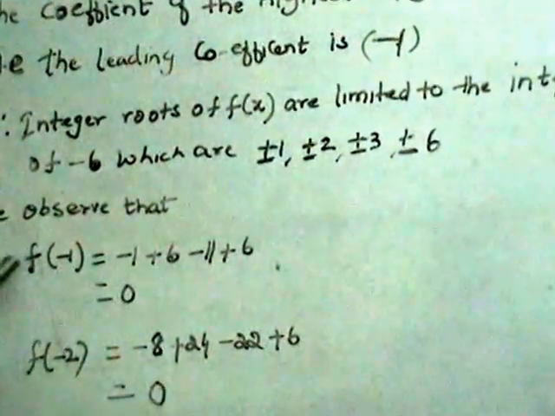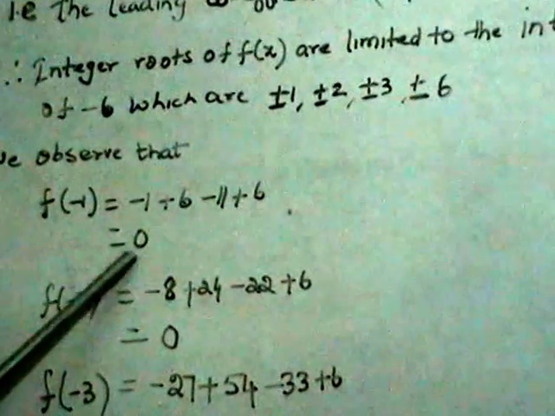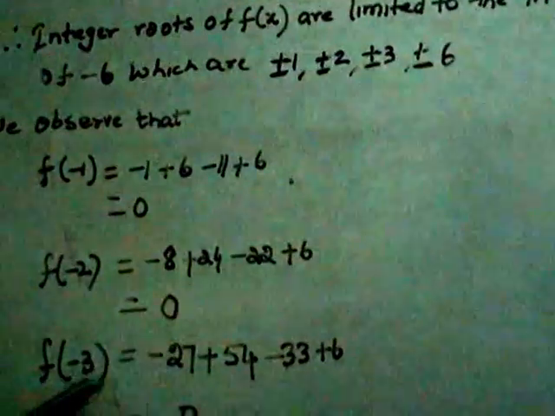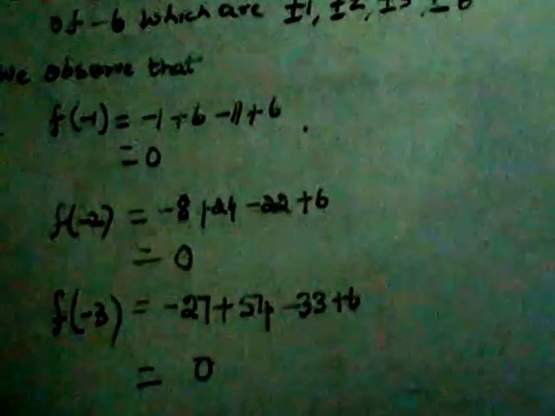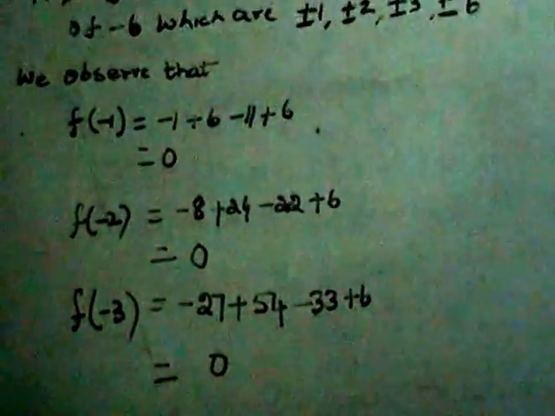We observe that f of minus 1 is minus 1 plus 6 minus 11 plus 6, that is 0. F of minus 2 is also 0 and f of minus 3 is also 0. Therefore, minus 1, minus 2 and minus 3 are the integer roots.